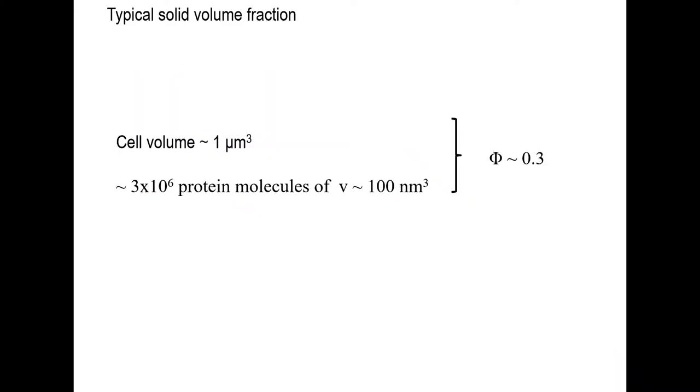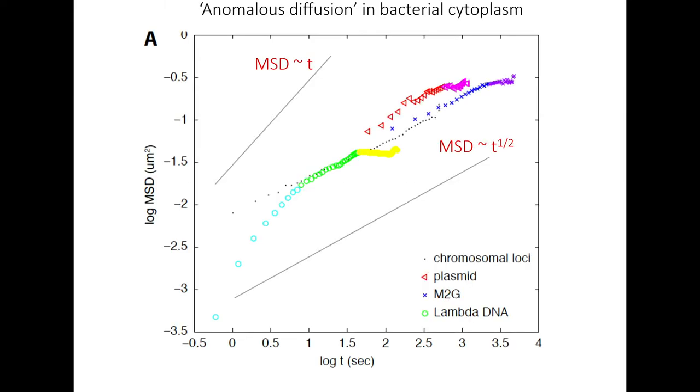Typical solid fraction. Well, we have about 3 million proteins in E. coli. Their volume is typically about 100 cubic nanometers, so your volume fraction is about 0.3. And that doesn't count the hydration layers and things like that. If you count that, you may be close to about a half. And we know that, for example, in studies of hard colloids that behave as hard spheres, at a volume fraction of about a half, things really become slow, right? And that's probably what's going on here as well.